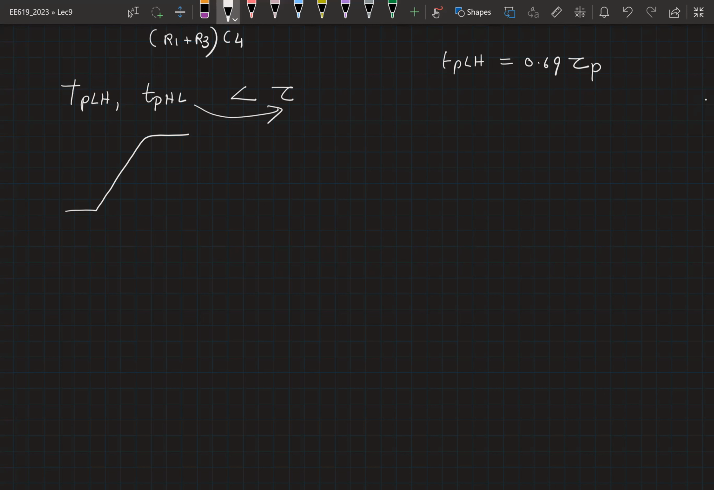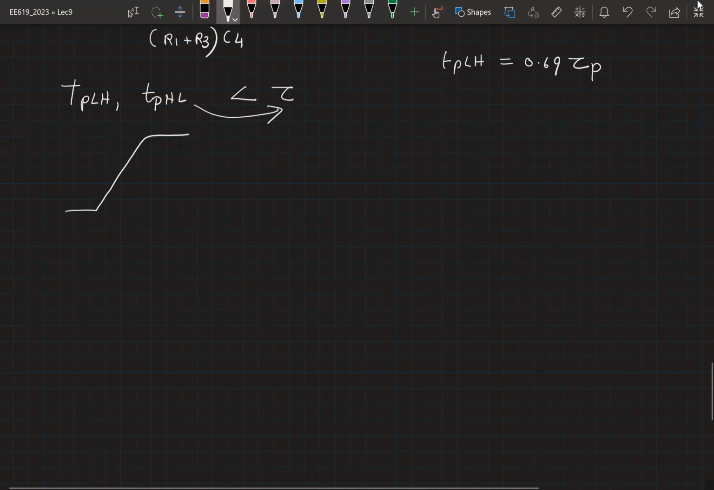Right? So right now it is 0.69 into tau, but if you take a finite rise time, as the rise time keeps increasing, this will eventually approach the value of tau, which is why in certain contexts, people will directly use tau instead of saying TPLH and TPHL as 0.69 times tau. They'll directly say TPLH is equal to some tau.